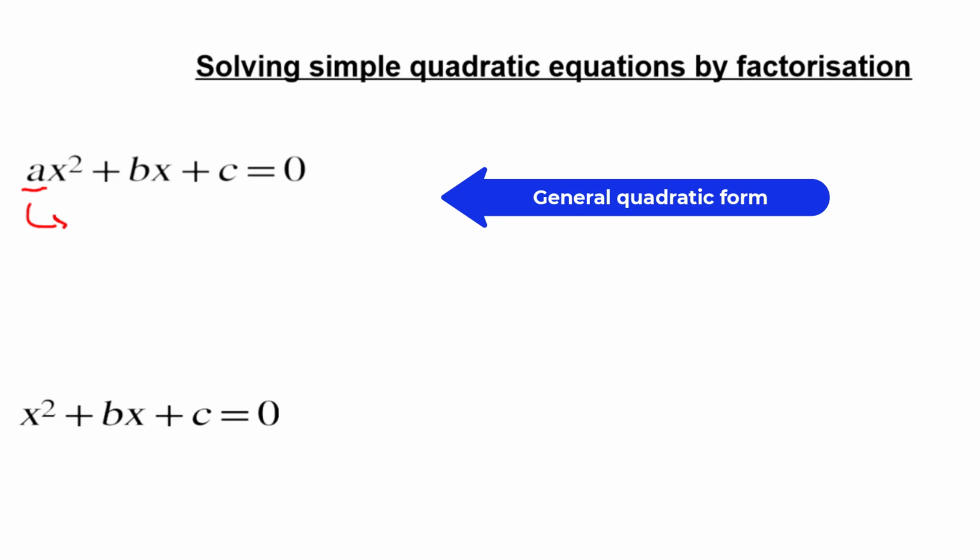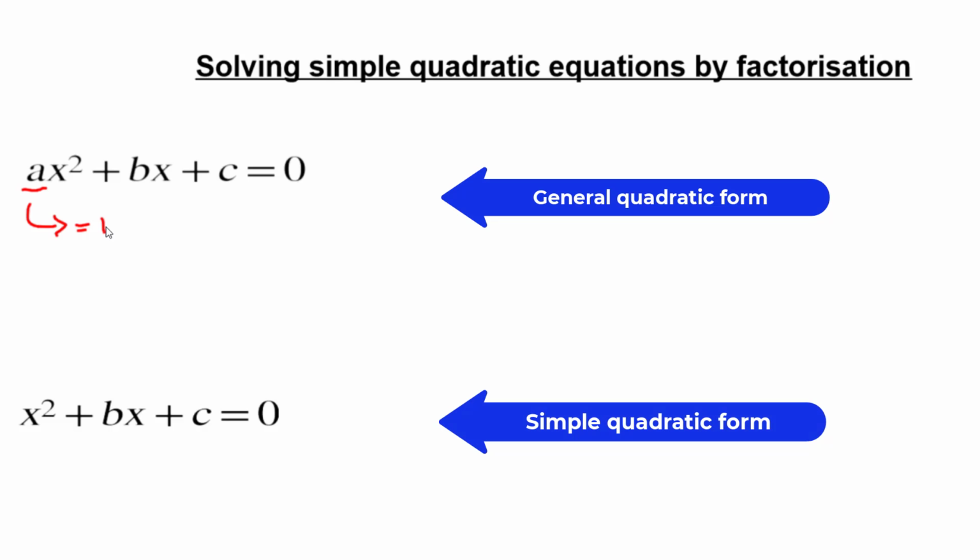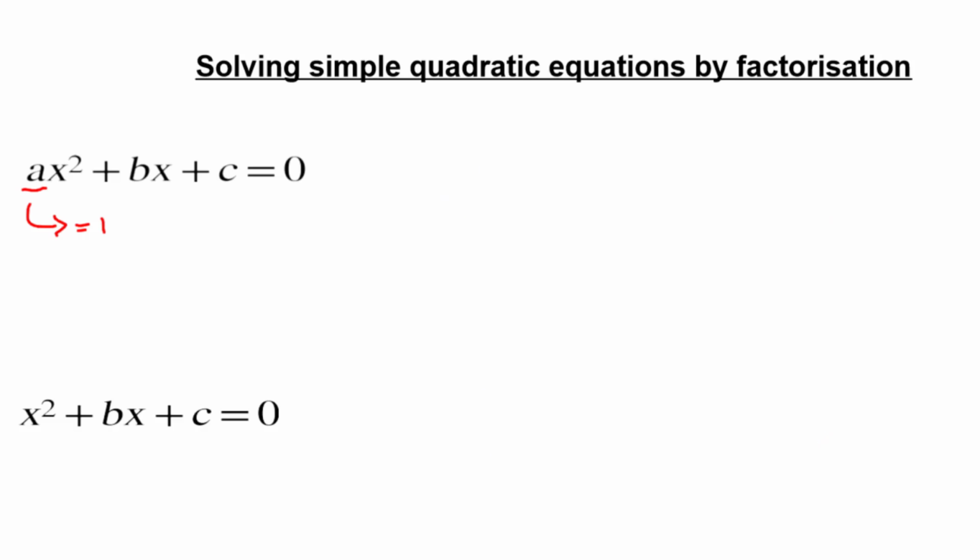But first we're going to look at the case where a equals 1, which will lead us to simple quadratic equations of the format x squared plus bx plus c equals 0. And we're going to learn how to factorize and solve these equations through an example where we're going to select some values for b and c.